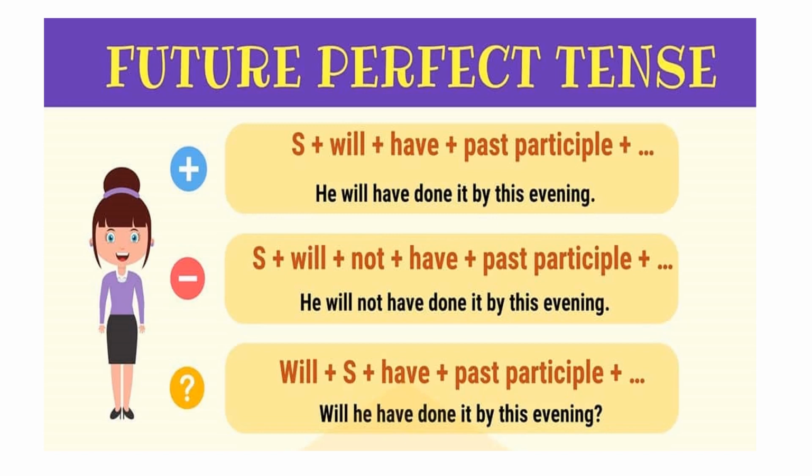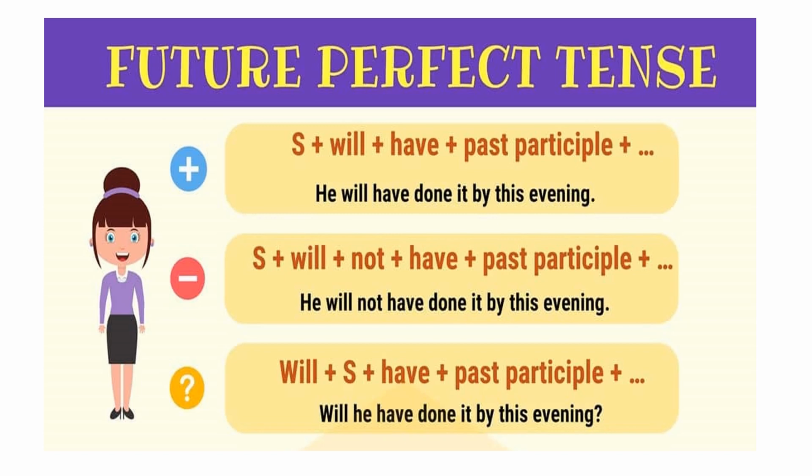A past participle is a word that is formed from a verb. It is used as an adjective or to form verb tense and probably ends with either ed, d, t, en or n. All right. Now, let's look at this example. He will have done it by this evening.